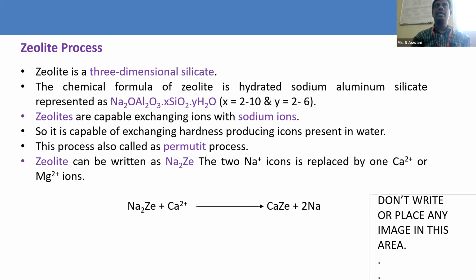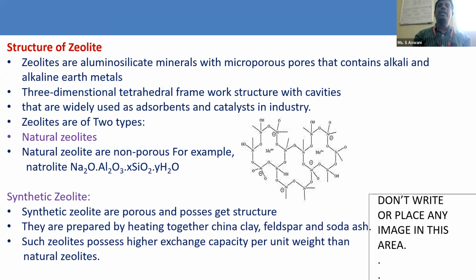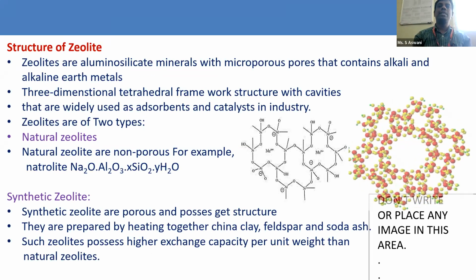Zeolite can be written as Na2Ze. Ze represents zeolite. Zeolite has sodium ions. There are a number of sodium ions present in the crystalline structure of zeolite. These sodium ions are replaced by calcium and magnesium ions in this zeolite process. And the structure of zeolite, if you see the structure of zeolite, please.